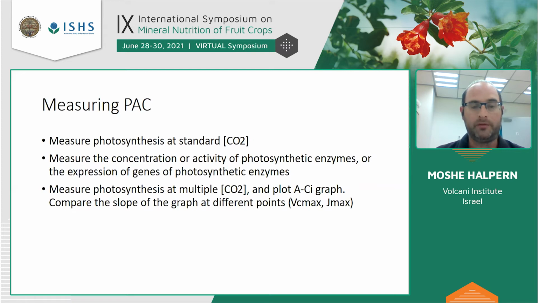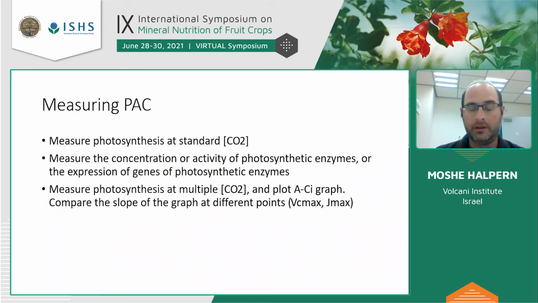How do you measure photosynthetic acclimation? One way is to put them both in a room with 400 ppm, and then measure the photosynthesis at a standard CO2, and you can see that the one that's used to the higher carbon dioxide has a lower level of photosynthesis. You can also measure the concentration or activity of photosynthetic enzymes, such as rubisco, or the expression of the genes of the photosynthetic enzymes. You can also measure the photosynthesis at multiple carbon dioxide levels and plot an A/Ci plot.